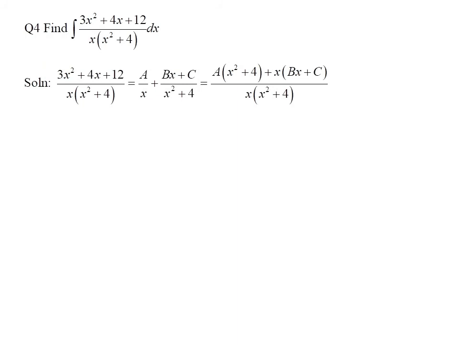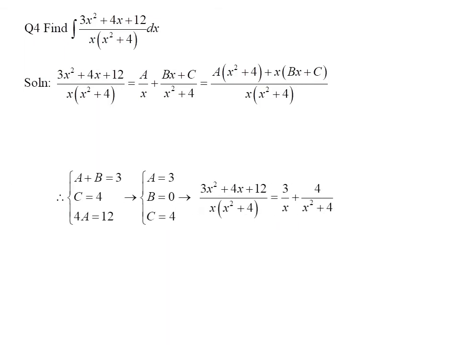Question 4 is to find the primitive function which equals the integral of (3x squared plus 4x plus 12) all over the product of x and (x squared plus 4) with respect to x. Before doing the integration, we need to take a close look at its integrand, which may be separated by using the partial fraction technique. So it is equal to a over x plus (bx plus c) all over (x squared plus 4), which is arranged to (a plus b) times x squared plus cx plus 4a, all over (x squared plus 4).